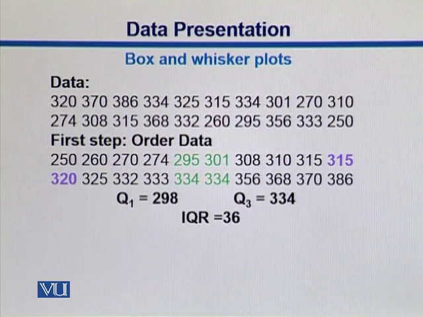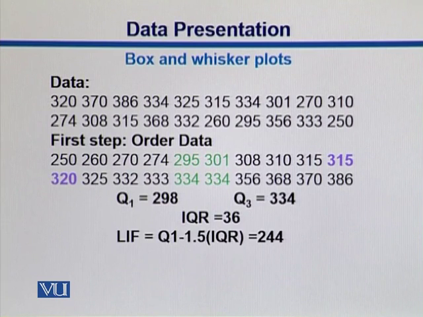The interquartile range is achieved by taking Q3 and subtracting Q1 from it. So it is Q3 minus Q1, that is 334 minus 298, which is 36. Then we define some things which we call fences. LIF is the lower inner fence. It is defined as Q1 minus 1.5 times IQR.